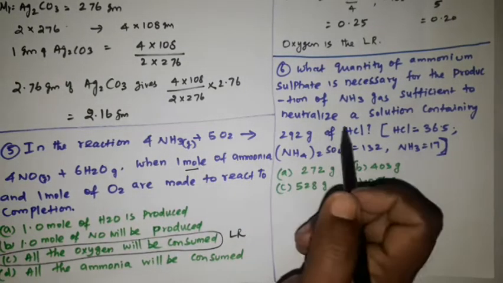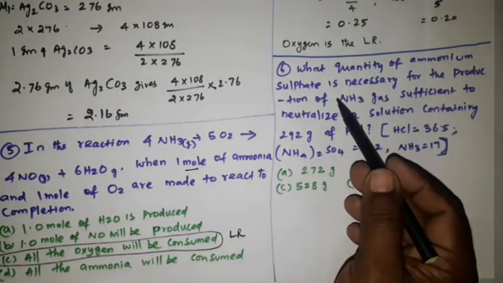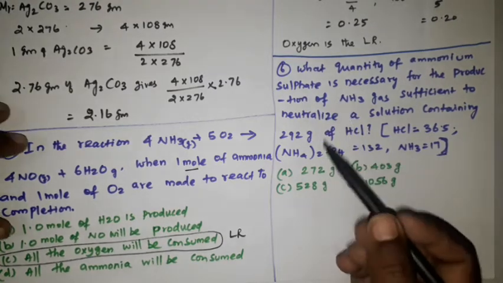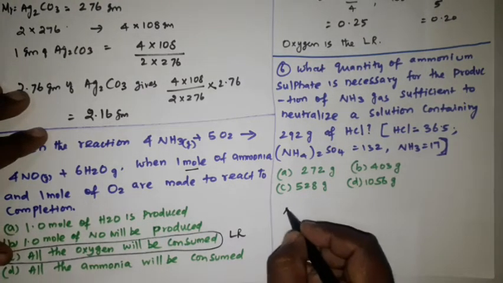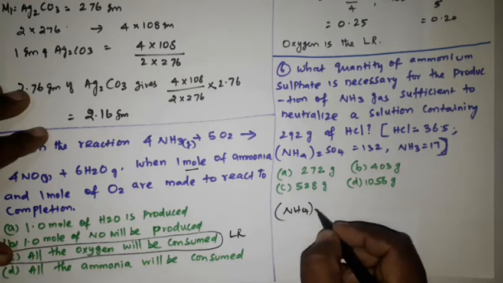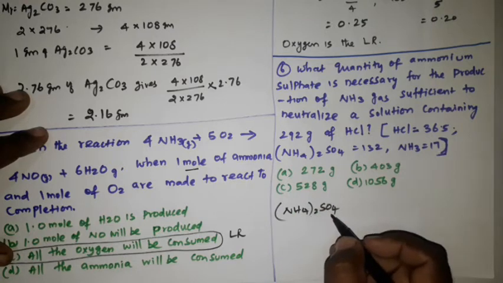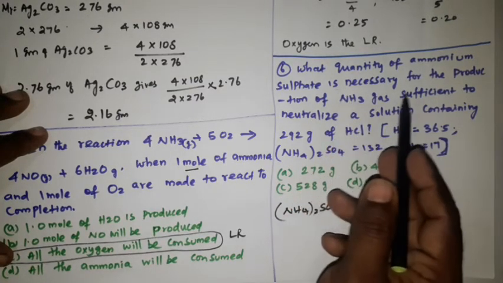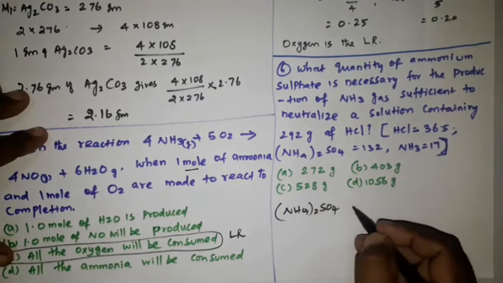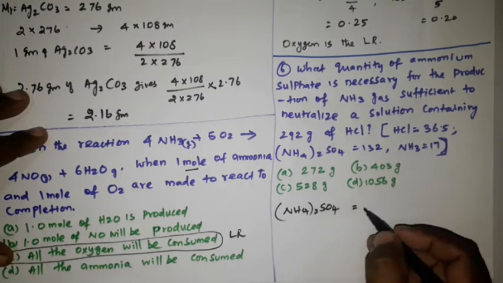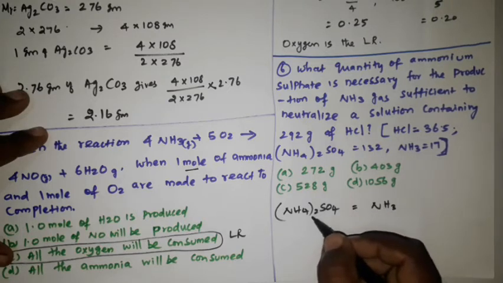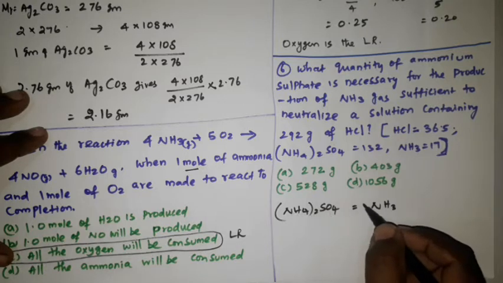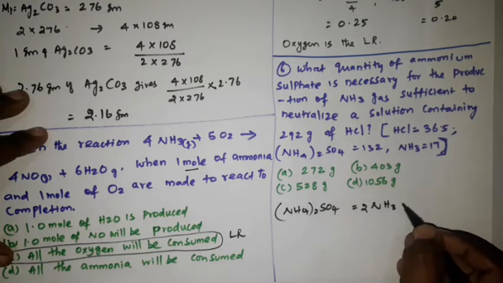So question number 6: what quantity of ammonium sulfate? Listen to the question. Ammonium sulfate formula is (NH4)2SO4. This ammonium sulfate is necessary for the production of ammonia. So this ammonium sulfate will produce ammonia. Here 2 times NH4 is there, so here 2 nitrogen is there, so it will get 2 NH3.